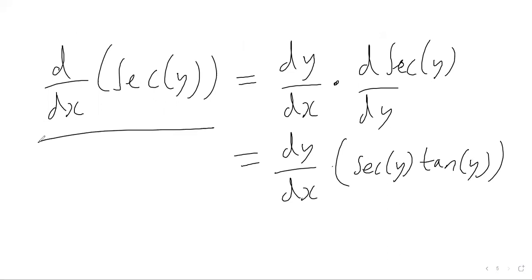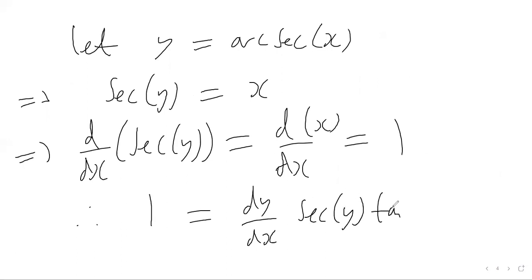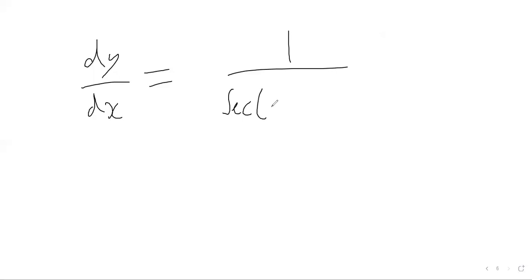So when we differentiate this function with respect to x, we get dy by dx times sec y times tan y. Going back to the previous slide, 1 must be equal to dy by dx times sec y times tan y. Great. Now we can divide both sides by sec y tan y. If we do that, we get dy by dx equals 1 over sec y tan y.